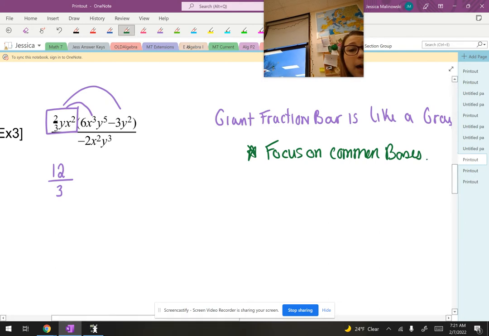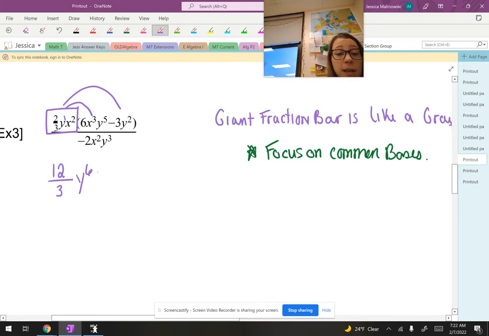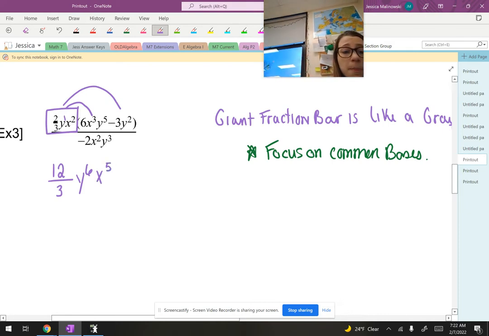So that y is a common base with the y to the fifth. So y to the first times y to the fifth is going to turn into y to the sixth. Then my next common base are my x's. X squared times x to the third is going to turn into x to the fifth. And there we have our first piece.